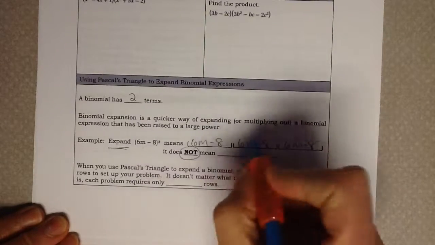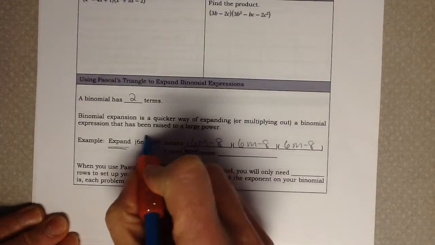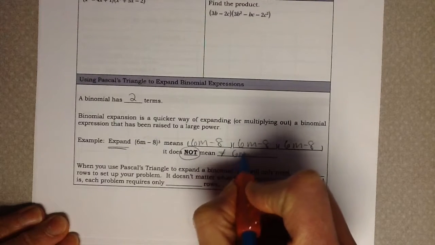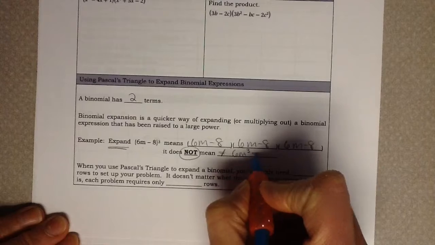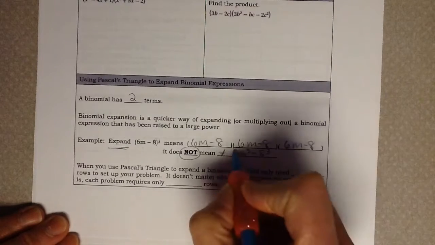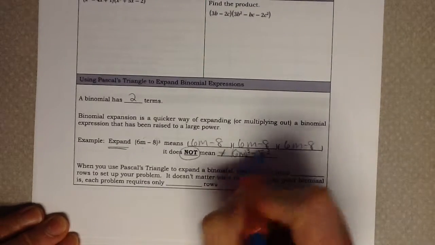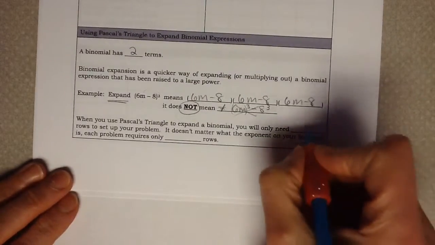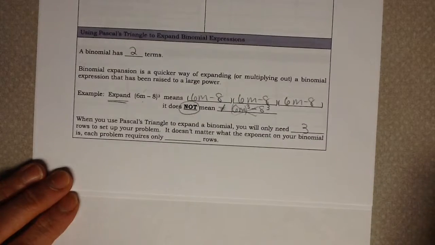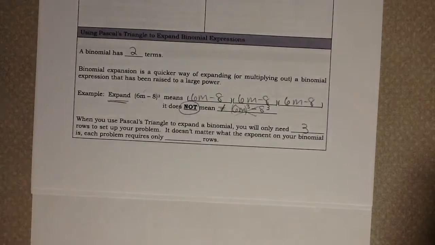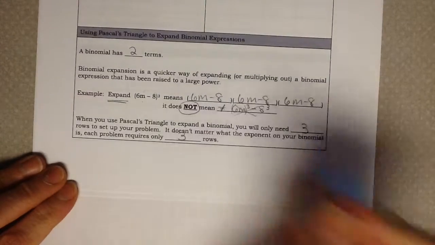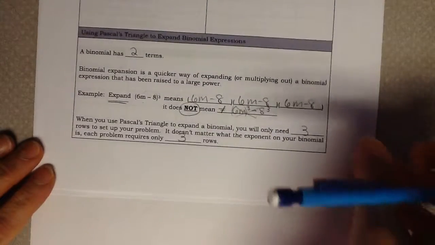What it does not mean is cube this and cube this. So it does not equal 6m cubed minus 8 cubed. So I'm just going to put a cross through that. When you use Pascal's triangle to expand a binomial, you will only need 3 rows to set up your problem. And it doesn't matter what the exponent on your binomial is. Each problem only requires 3 rows, and then you simplify or multiply out.